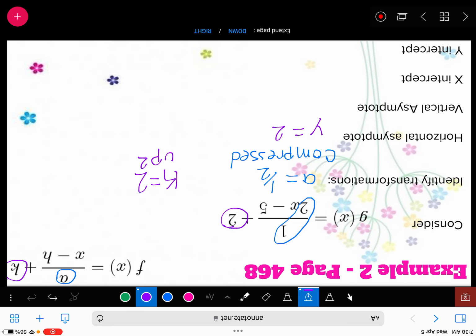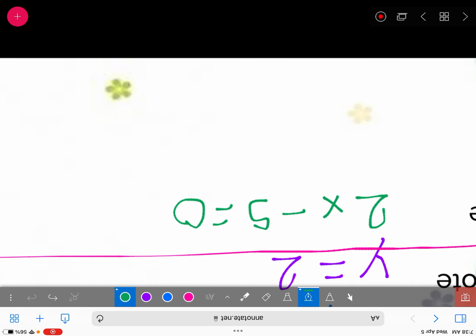Our h, which is why I kind of hate this question, the easiest way to find our h is to actually find our asymptote, to find that when our denominator is 0. Because it has that number in front of the x, I can't just say it's the 5. I need to know when 2x minus 5 equals 0 in order to find my asymptote. So when does 2x minus 5 equal 0? What can I do to solve this?